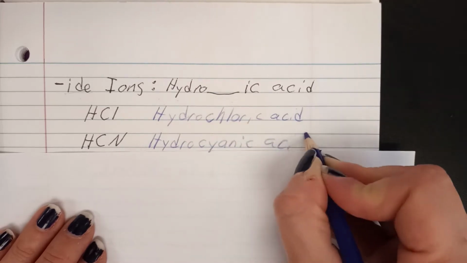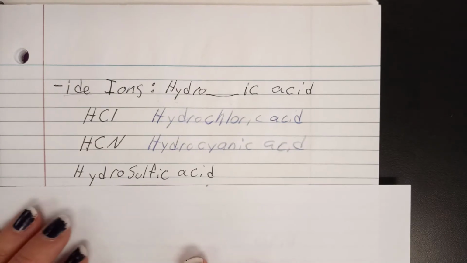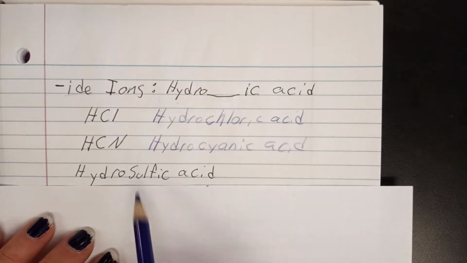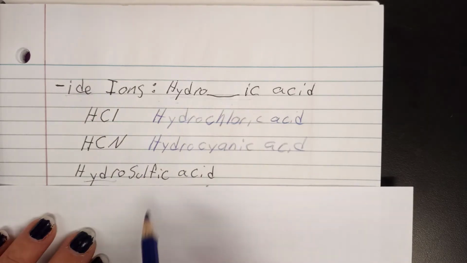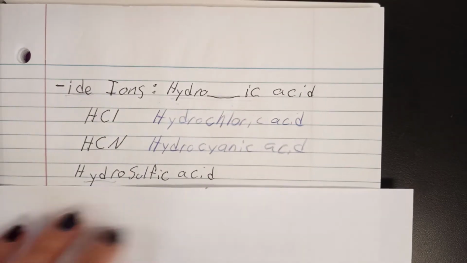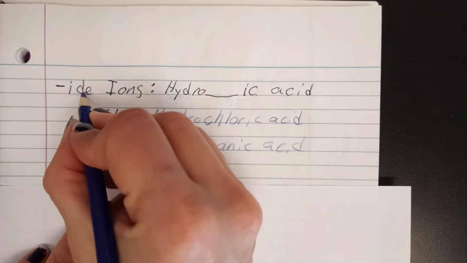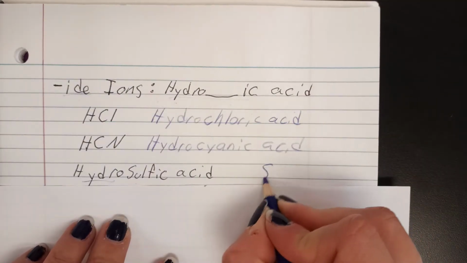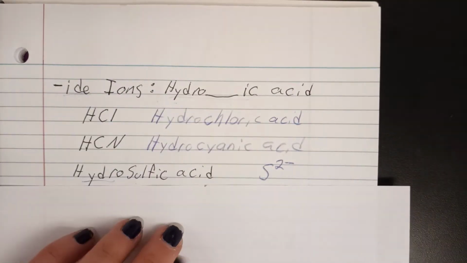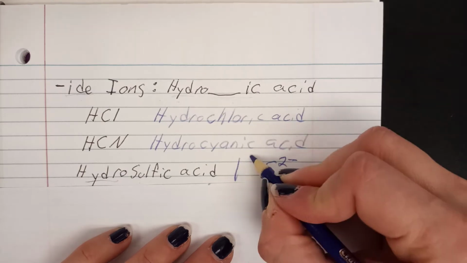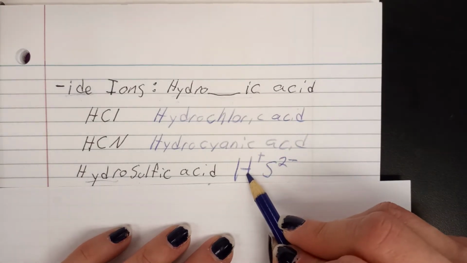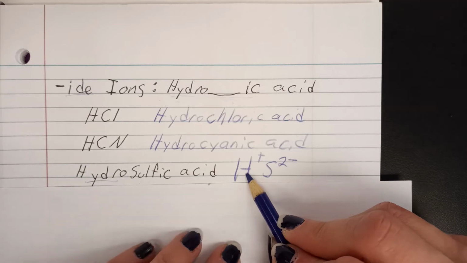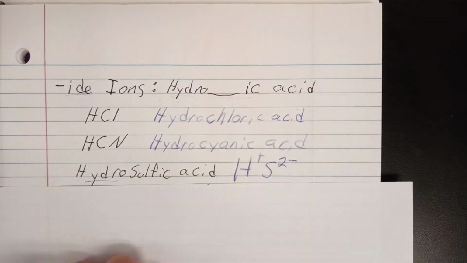To go the other way, if I had hydrosulfuric acid, I see the hydro, which means I want the IDE ending, and the sulf probably means that I'm going to use sulfide. Sulfide is an S2-. Well, all of these start with an H+. All acids, the cation is an H+. Absolutely every time. If you see the word acid, the cation is an H+.